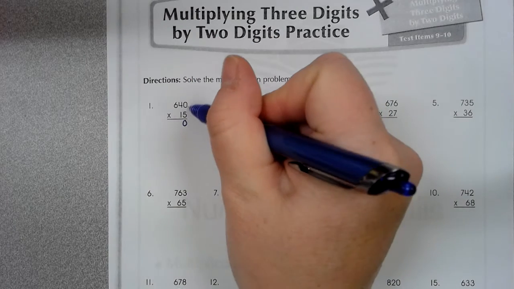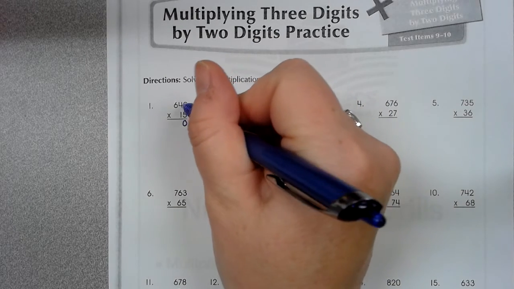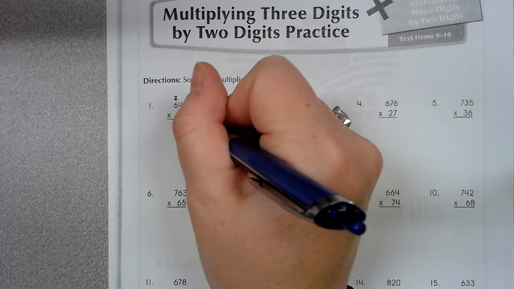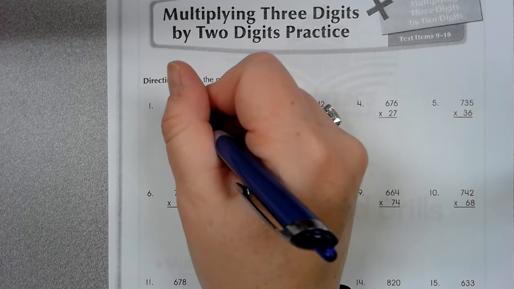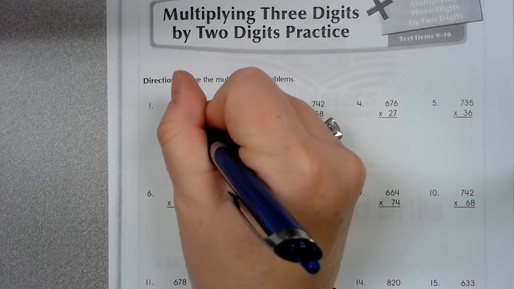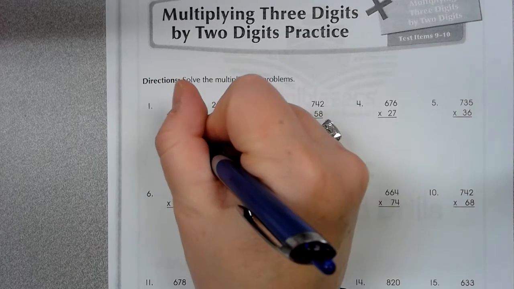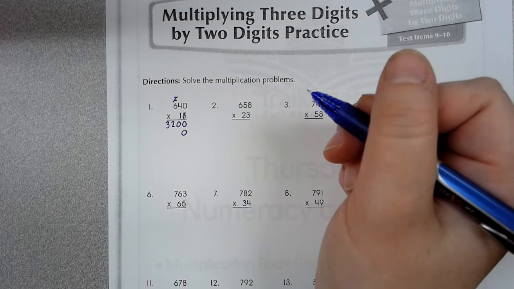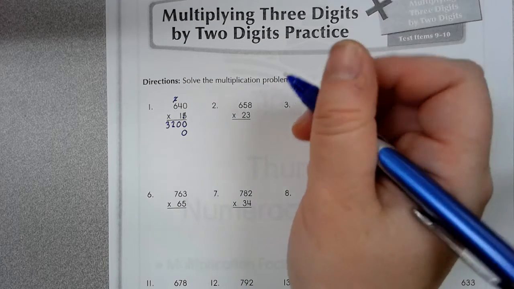So I have 5 times 0 is 0. 5 times 4 is 20. Carry my 2. 5 times 6 is 30. Plus 2 is 32. Okay, mark those out. I'm not going to use them anymore. Put a 0 right there because we are multiplying in the tens place.